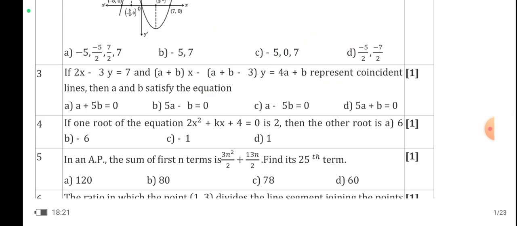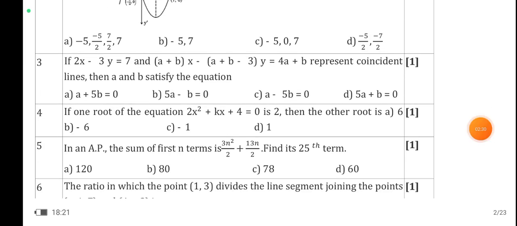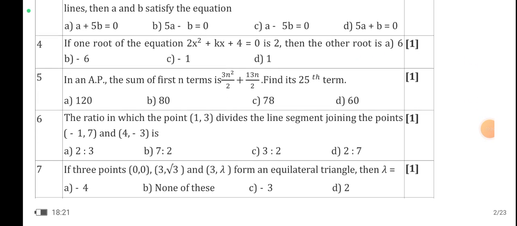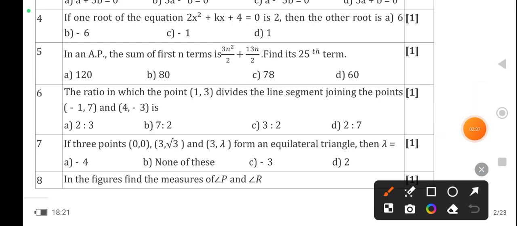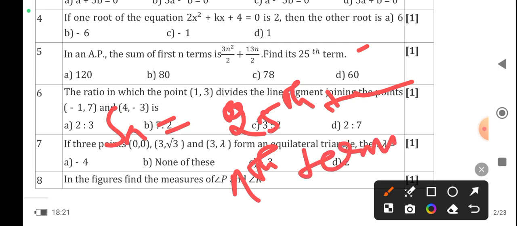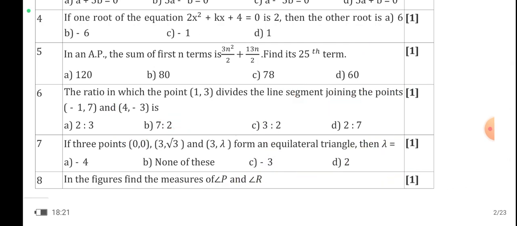Question number 4: they have given one root and they are asking for the other root. One root is 2 and you have to find the other root. Then question number 5, one of the repeated and important questions, children. This is there even in exercise 5.3, question number 11 model. They have given SN and are asking for the 25th term. Sometimes they may ask for the nth term also, so accordingly you apply the formula.